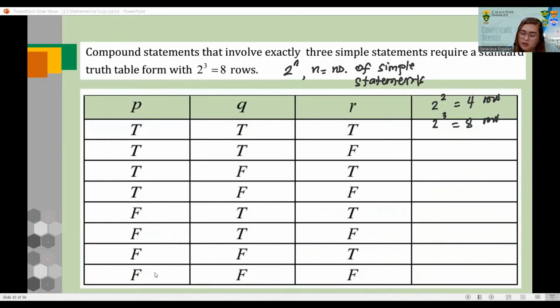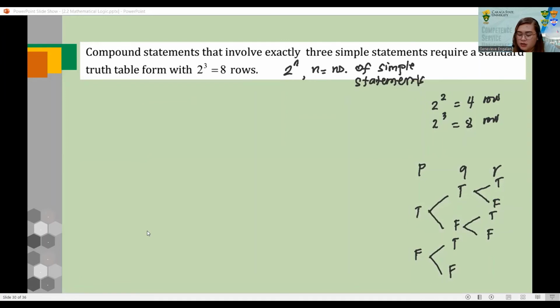So, kung imong ibutang ang P, unya Q, unya R, no. So, si P, it's either true or false. Unya ito yung pares kang Q, true or false. Pag-abot kang R, pares-pares na nato, no? So, true, false. True, false. Okay. True, false. So, naa tay 1, 2, 3, 4, 5, 6, 7, 8. Okay, so 8 na siya karon pag tulo ka kabuok.